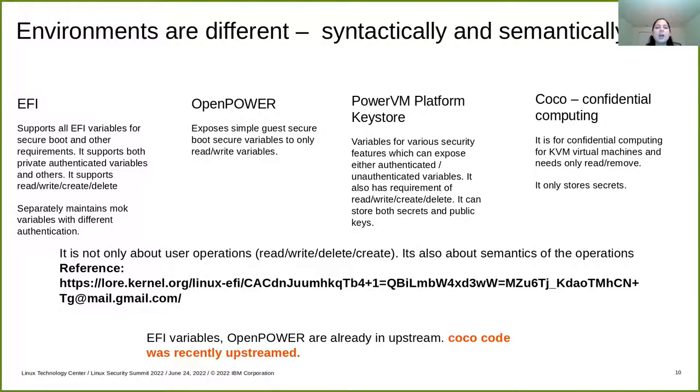EFI has authenticated and unauthenticated variables. It does allow live updates. However, it has its own concept of policies and consumers. That is existing code, but one of the comments we received from Matthew Garrett was that these are semantically different. If we tried to use that for non-EFI platforms, it can become confusing for users, and it is also difficult to maintain consistency over time, which we fully agree with. So we did our own platform-specific sysfs interface for OpenPower then. EFI variables and OpenPower are already upstream, Coco code was recently upstreamed, and PowerVM platform keystore code is what we are trying to upstream now.